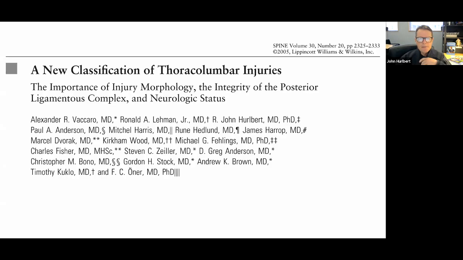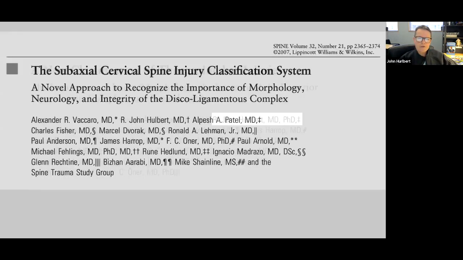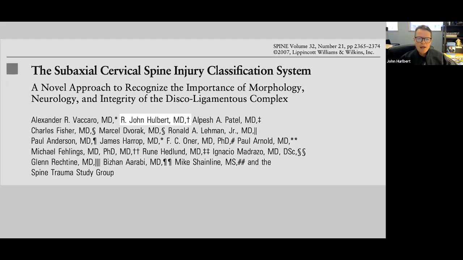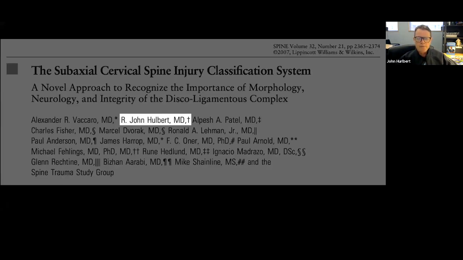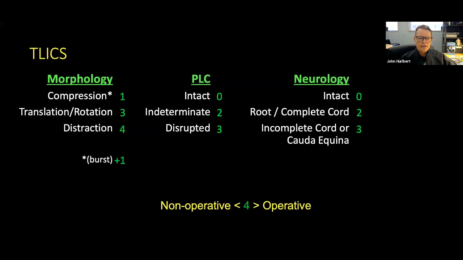So with these 2 papers published in Spine, first in 2005 about thoracolumbar injuries, and the cervical spine injury classification published in 2007, I take full responsibility for these papers, but I also want to point out the original intent of bringing the MRI into the classification system was to help surgeons that were uncertain about the posterior ligamentous complex and were equivocal about whether it was disrupted or intact. So the MRI was included to give them the option of calling it indeterminate. It wasn't intended for disrupted.